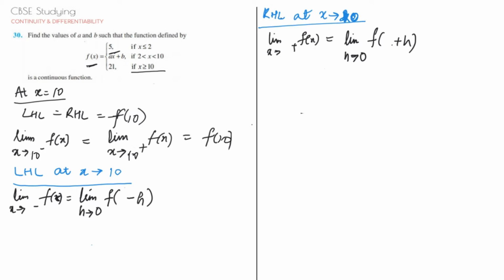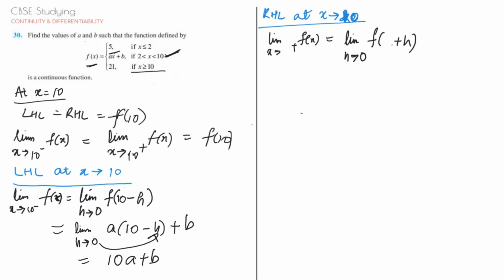Now this means that on the left hand side, limit x tends to 10 minus f of x should be equal to limit h tends to 0, f of 10 minus h. Now for values lesser than 10, which function are we going to choose? ax plus b. So I will get here limit h tends to 0, a into 10 minus h plus b. Again substitute the value of h as 0 and you get 10a plus b. That is your equation number 4.